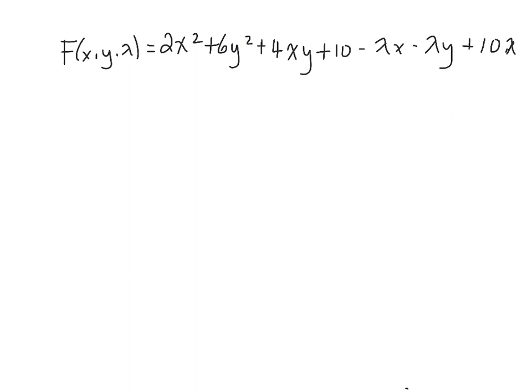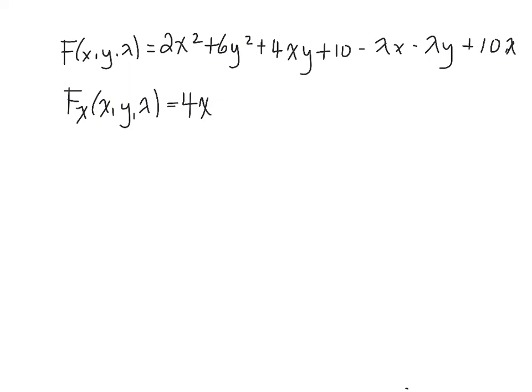So we have 3 variables and 3 possible partial derivatives. Let's start with the first derivative with respect to x. We look at each term in the function and see which ones have an x in them anywhere. So 2x squared has an x. The derivative of 2x squared is 4x. Plus 6y squared does not have an x, so the derivative is 0. We consider y and lambda a constant in this case.